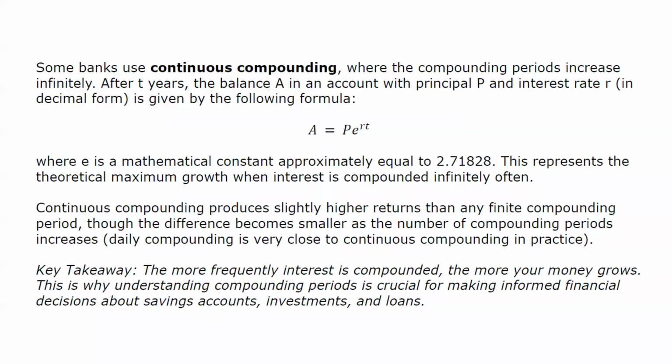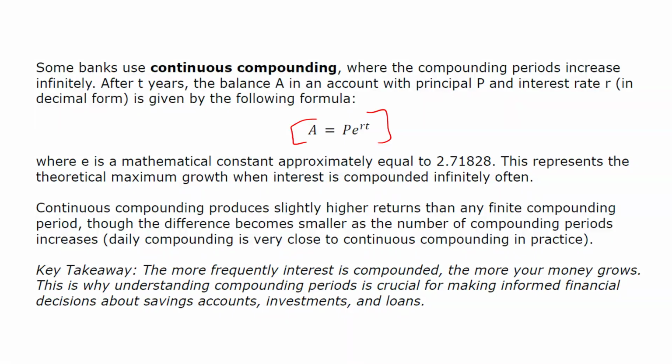So some banks use continuous compounding. This is where the compounding periods increase infinitely. So after T years, the balance A in an account with principal P and interest R in decimal form is given by this formula. This is the third formula regarding compound interest. In this situation, e is a mathematical constant approximately equal to 2.71828. Okay, so it is a non-repeating decimal that goes on forever.